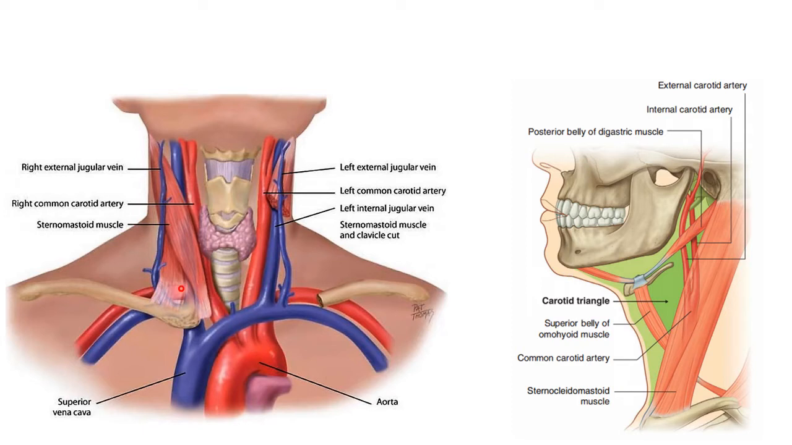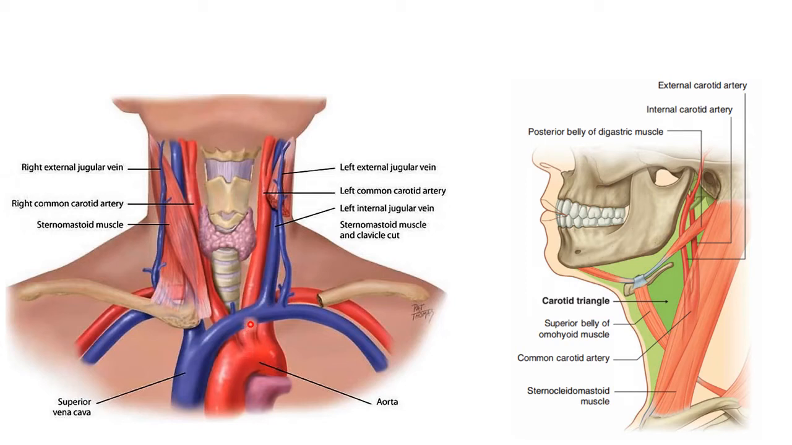When it reaches just behind the right sternoclavicular joint, it divides into two, the right subclavian artery and the right common carotid artery. So the right common carotid artery arises from the brachiocephalic trunk immediately behind the right sternoclavicular joint, and its course is then in the neck. It is present only in the neck.